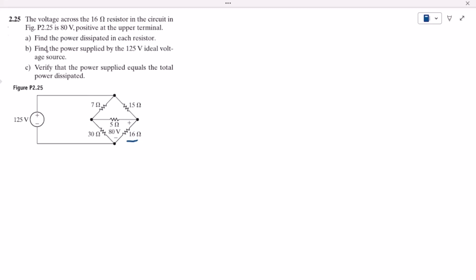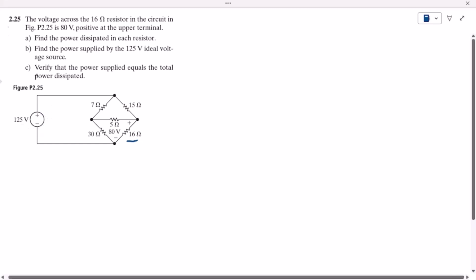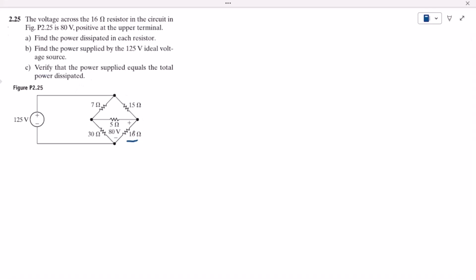So on the basis of this statement, what do we have to find out? Part A is to find the power dissipated in each resistor. Okay, these are 1, 2, 3, 4, 5 resistors, and we have to find out the power dissipated in each of the resistors. Find the power supplied by the 125 volt ideal voltage source. Okay, so this is the ideal voltage source, and the power supplied by it we have to find out. And lastly, we have to verify that the power supplied equals the total power dissipated. Okay, so that is the circuit, and we have to find out the quantities given here.